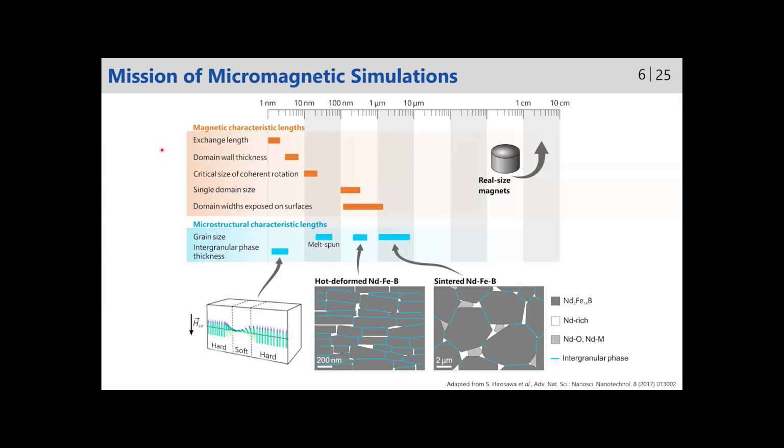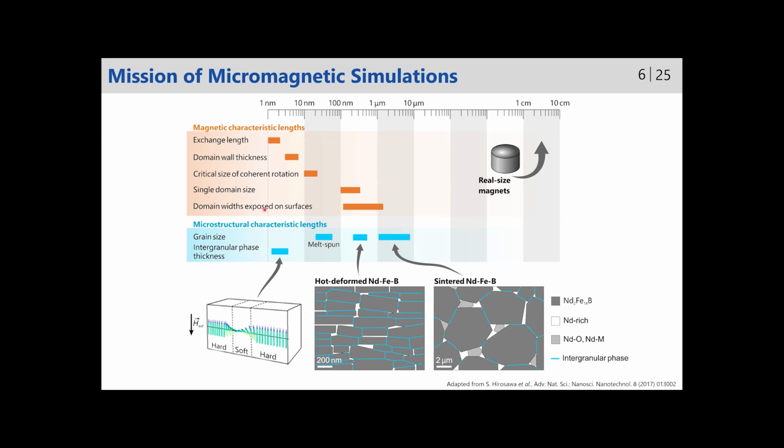So different scales are summarized here. In terms of grain size, we have hot deformed magnets with a grain size of about hundreds of nanometers, sintered magnets with a typical grain size of about several microns, and could be some melt-spun neodymium iron boron magnets. Another feature is the intergranular phase, whose thickness is a couple of nanometers. So these scales should be represented in the model.